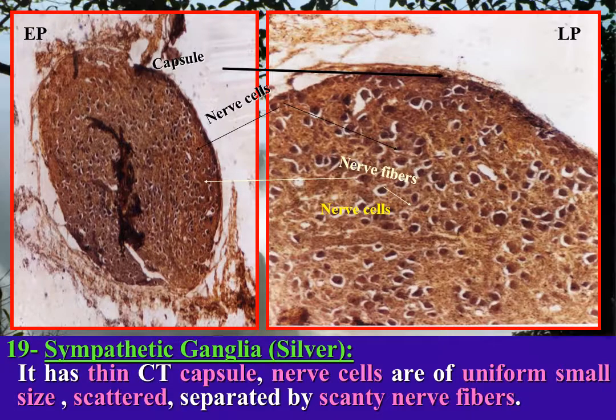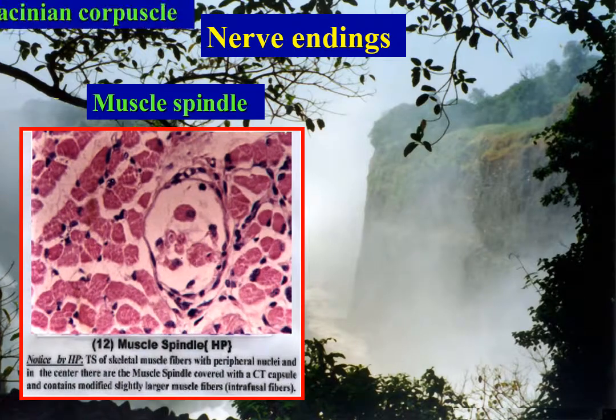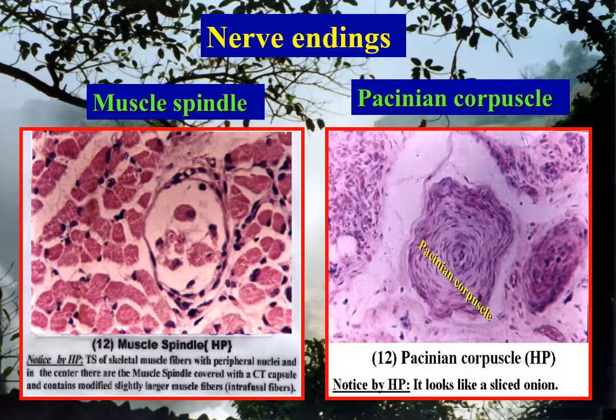Nerve endings. They are the endings of neurons into epithelial, connective, and muscular tissues. Nerve endings are either receptors or effectors. Examples of nerve endings in muscular tissue: muscle spindle and pacinian corpuscle are examples of proprioceptors.